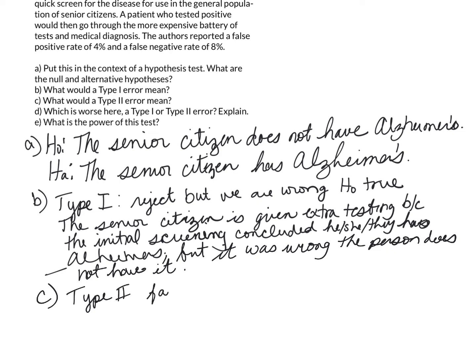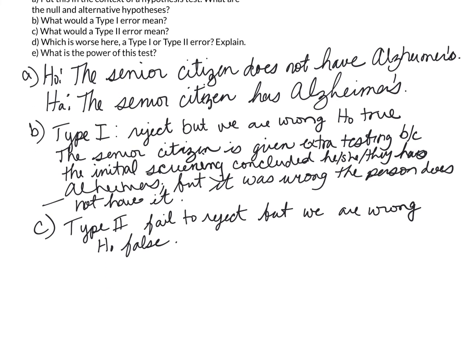is fail to reject, but we are wrong. H0 is false. So the initial test says the senior citizen does not have it.